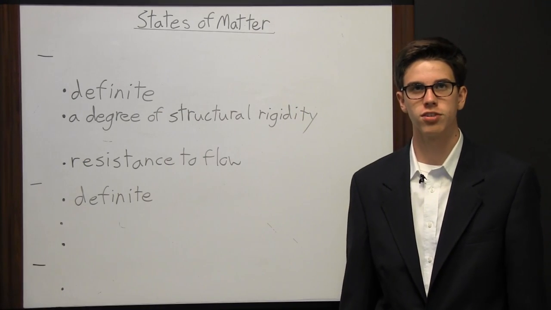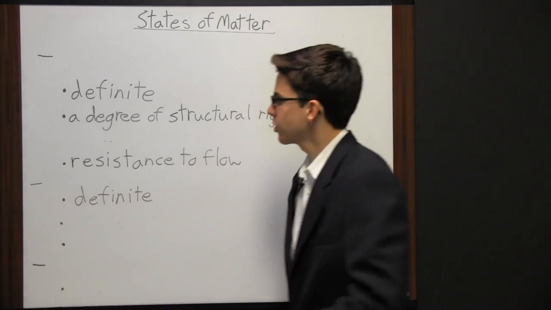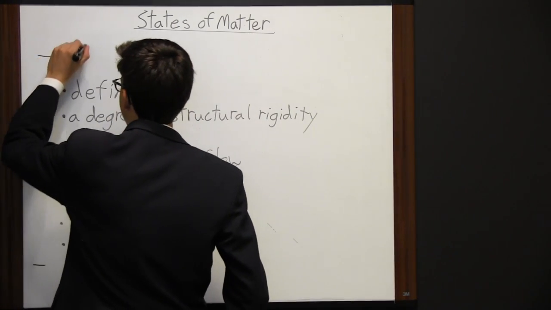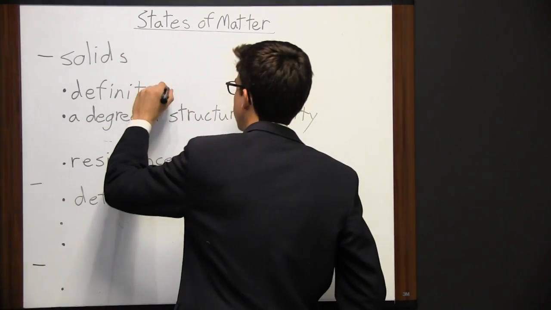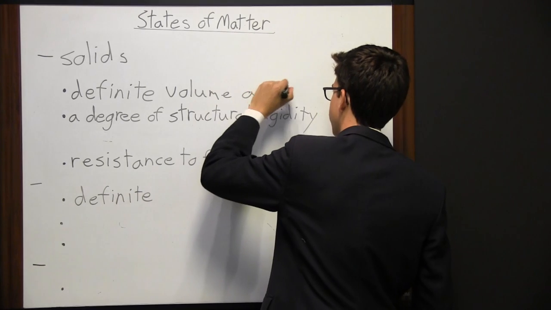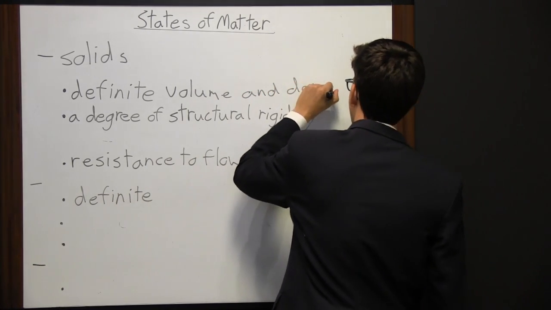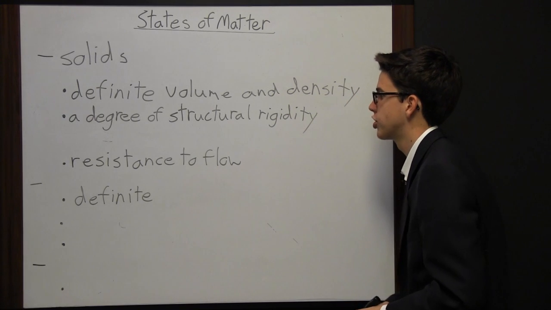The three classical states of matter are solids, liquids, and gases. So first we're going to look at solids, and we're going to look at some of the characteristics of a solid. So solids have a definite volume and density. We would say they have a definite volume and density at a given temperature and pressure.